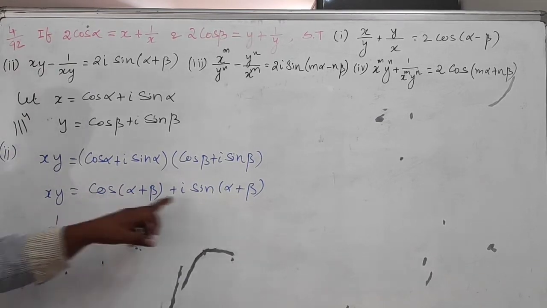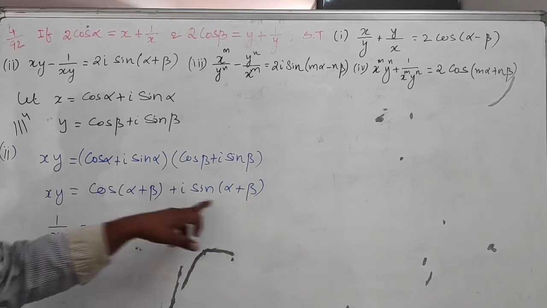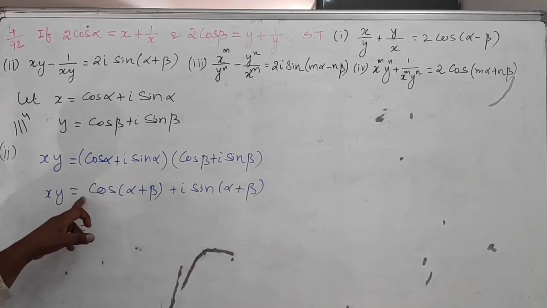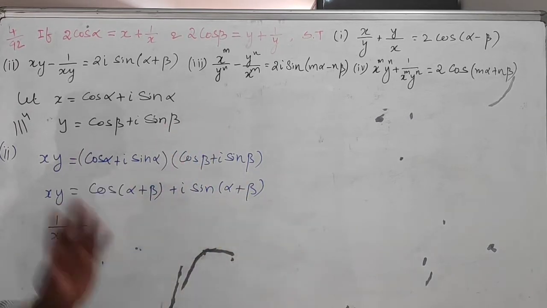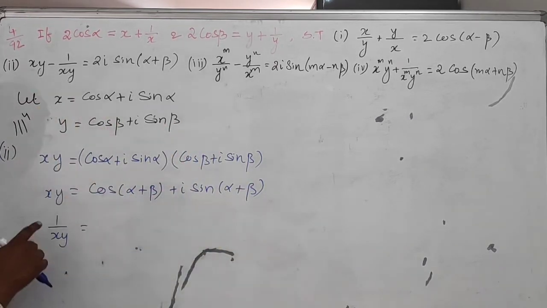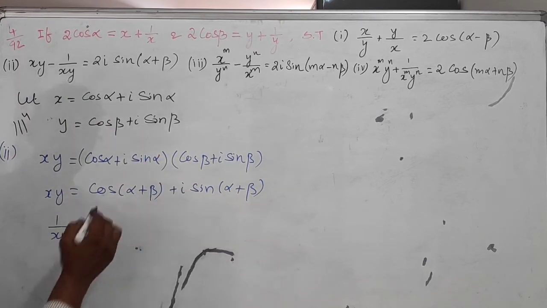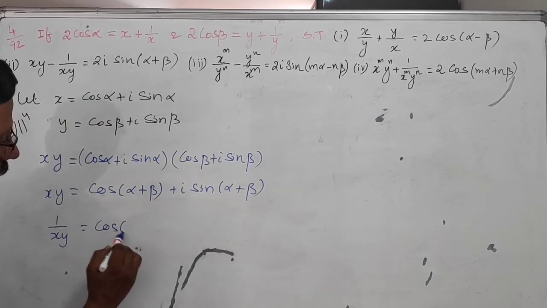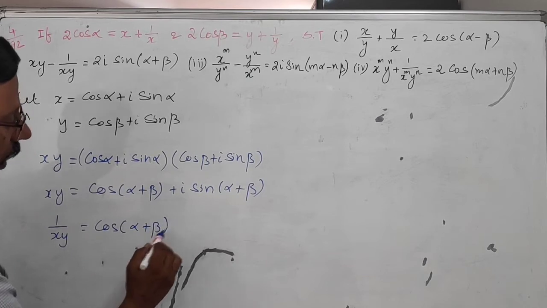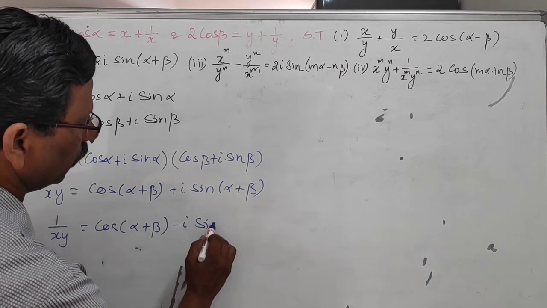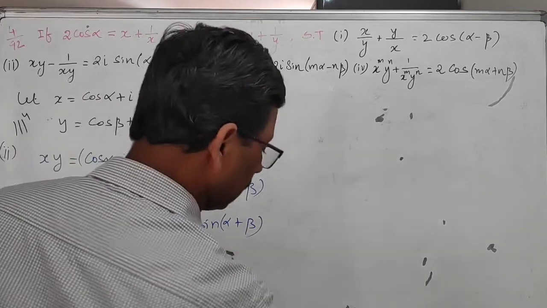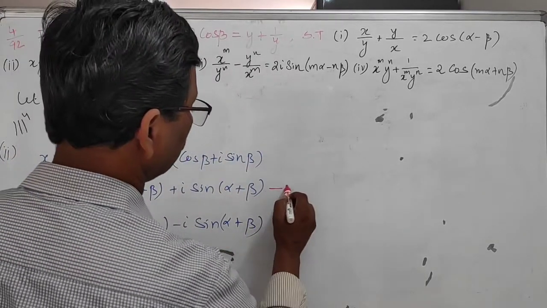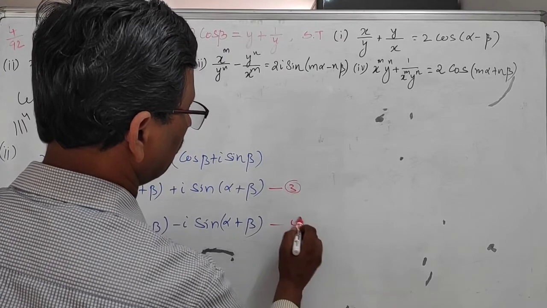Again, look at this complex number, its modulus value is equal to 1. If there is no coefficient and you have only cos theta plus i sin theta, then definitely its modulus value is equal to 1. If the modulus is equal to 1, then the reciprocal is the conjugate. Therefore, you can write cos of alpha plus beta minus i sin of alpha plus beta. Now, you can take this as result number 3, and this as result number 4.